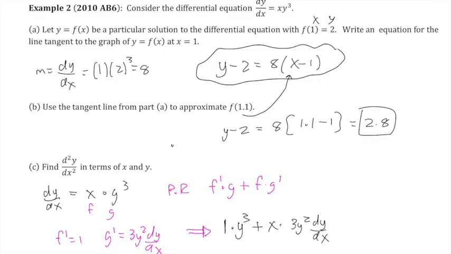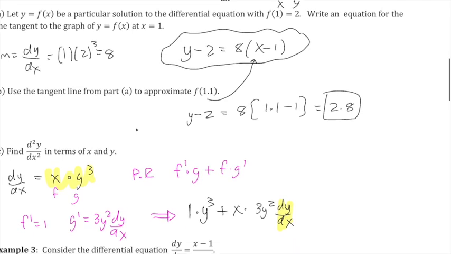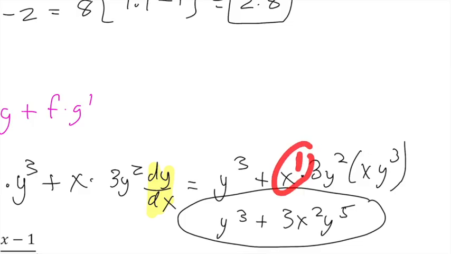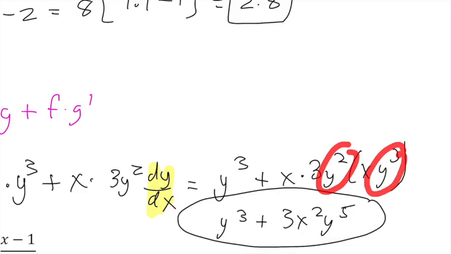And just like the last time, we need to substitute our derivative back in because we have the first derivative here. So we're going to substitute our original derivative back into the function. If we want to clean this up, this will be y cubed plus 3x squared y to the 5th. Again, this combines with this to make x squared, and then we have y cubed and y squared.